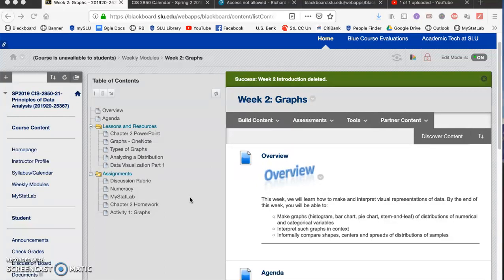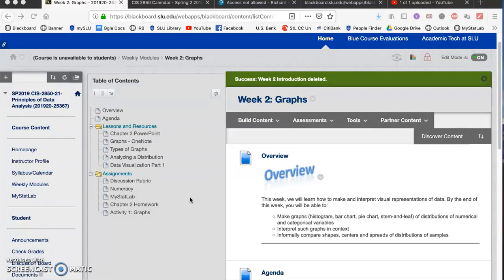It'll be important for you to understand which of these types of graphs go with which type of data. Some of these graphs, for example, you would only use with numerical data, and other types of graphs you would use with categorical data. Okay, so that's going to be important.